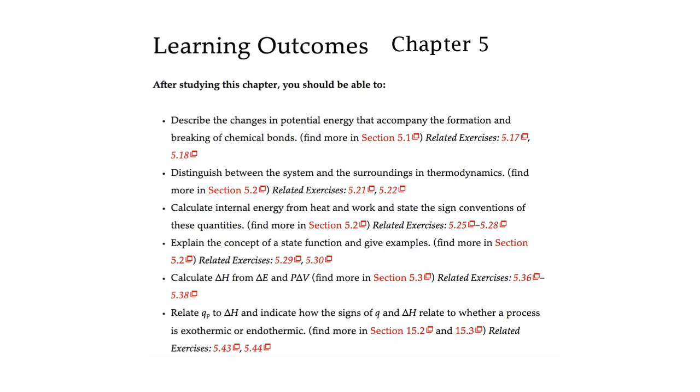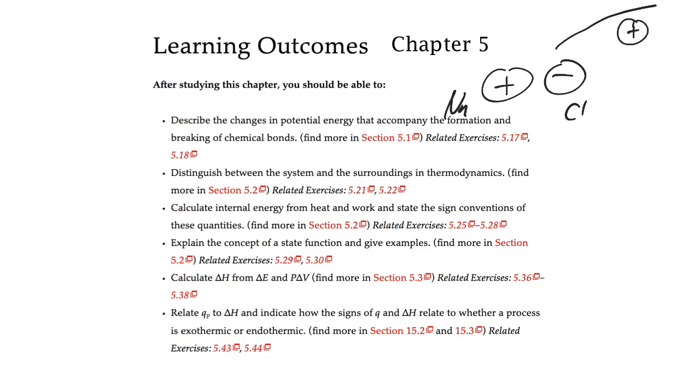Let's look at some of the learning outcomes from Chapter 5. We should be able to describe the changes in potential energy that accompany the formation and breaking of chemical bonds. So if we have an ionic bond, so we have like a plus and a minus, say Na+ and Cl-, it's going to take energy to separate these ions. So if we want to separate these ions, we have to increase the energy and we have to actually physically pull those ions apart by the addition of energy.